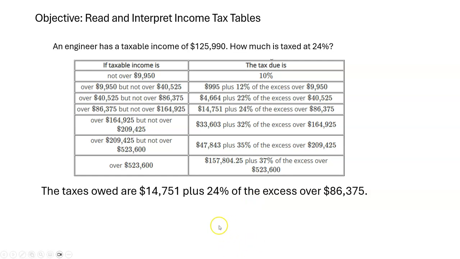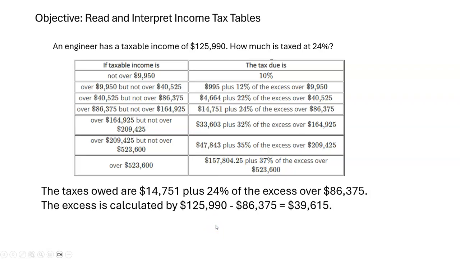So to find that excess, right, that's how much will be taxed at 24%. I take my income, $125,990, and I subtract that given value on the right side of my table, $86,375, and the difference is $39,615. So that is the amount that will be taxed at 24%.